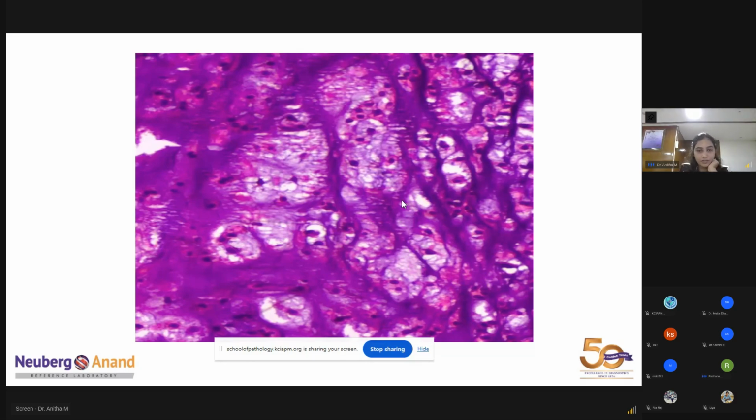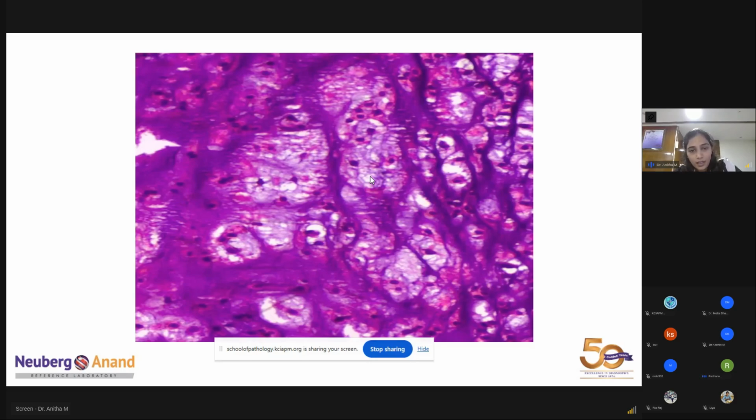Tell me morphologically, how can you differentiate this from chondrosarcoma, besides the physaliferous cells? One thing is physaliferous cells, and both are having a lobulated pattern. Here in chordoma, ma'am, there is a myxoid and gelatinous background, and in chondrosarcoma, a hyaline cartilage matrix will be there, ma'am.